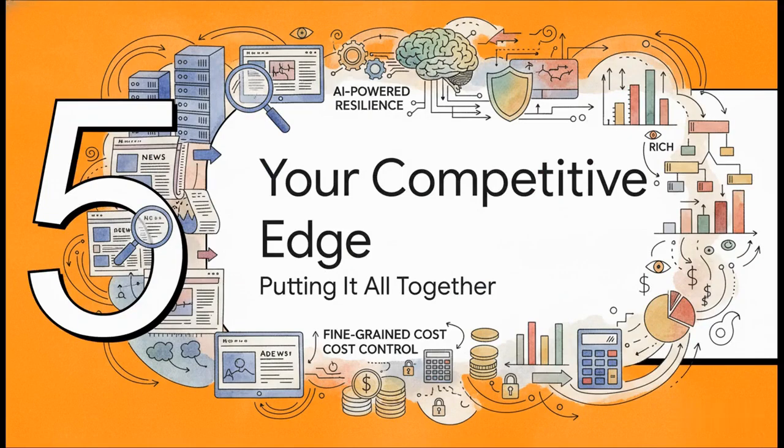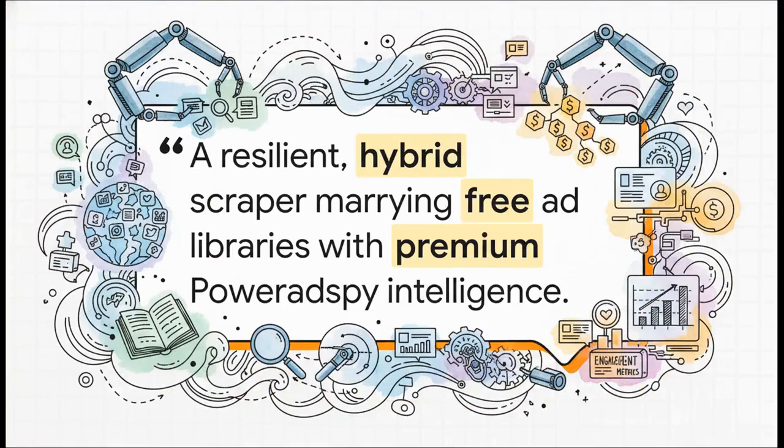So, when you put all of these pieces together, you've got the hybrid data sources, the AI powered resilience, that incredibly rich data output, and the fine grained cost control. What does it all really add up to? I think this quote from the source material just says it perfectly. This isn't just another scraper, it's a resilient, hybrid intelligence system. It really does give you the best of both worlds, the sheer scale of free public data, plus the critical depth of premium engagement metrics.